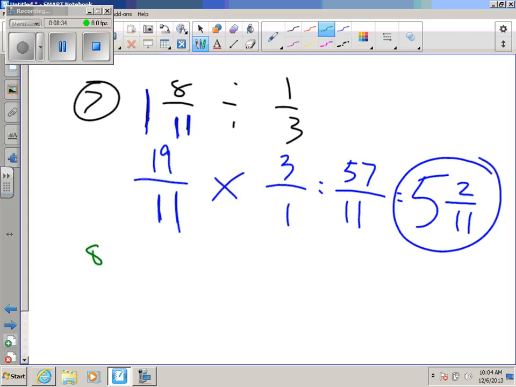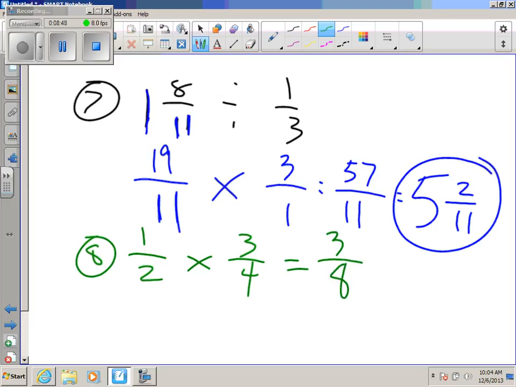Number 8. 1/2 times 3/4. Fraction form, multiplying, I can tackle it right away. 1 and 4, no. 2 and 3, no. 3 over 8. About as basic as it gets.